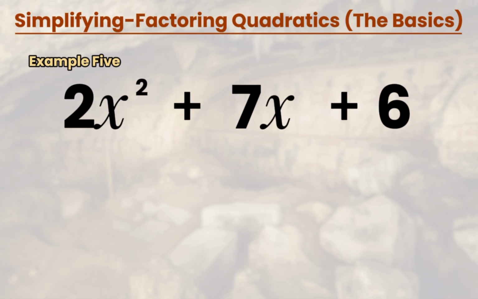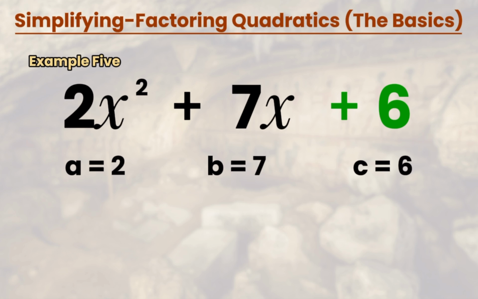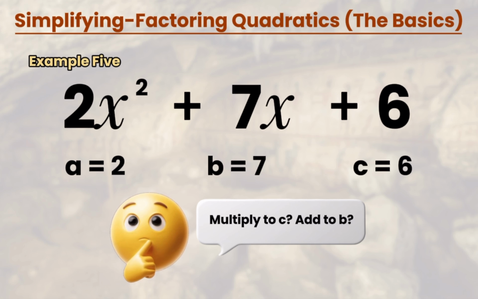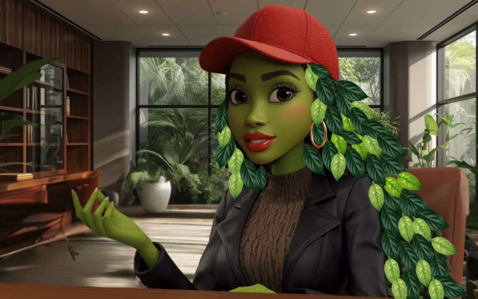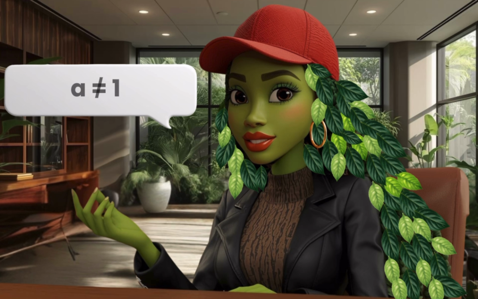Now, here we have the expression 2x squared plus 7x plus 6. A is equal to 2, B is equal to 7, and C is equal to 6. You might be wondering, but does the multiply to C and add to B method apply in this case? The short answer is no, since A is no longer equal to 1. If A is not equal to 1, a common method used to factor is called the AC method, or factoring by grouping.